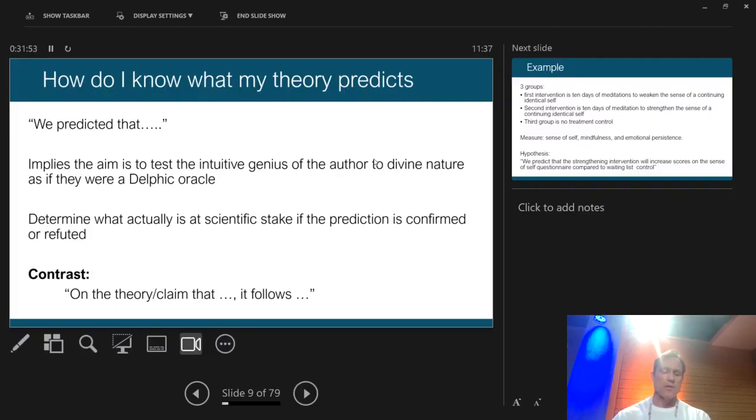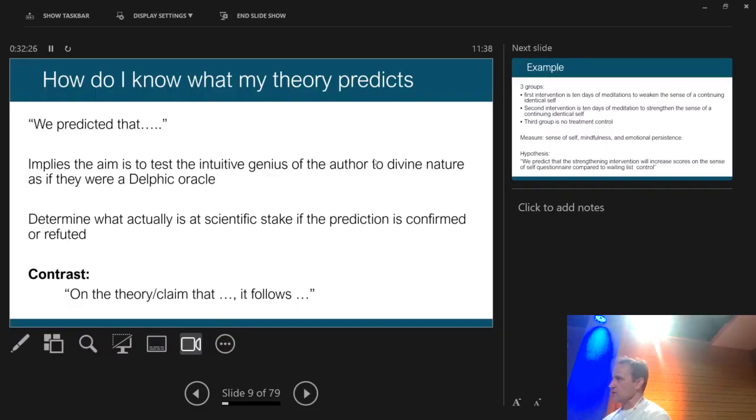a little while ago because I realised it's scientifically a sort of misinformed way of going about it. What it makes it sound like is that what's at stake is your ability to divine nature, to predict what's going to happen, as if what's at stake if this effect happens or not is your genius in divining nature. But scientifically, your genius in divining nature is actually irrelevant. Right.